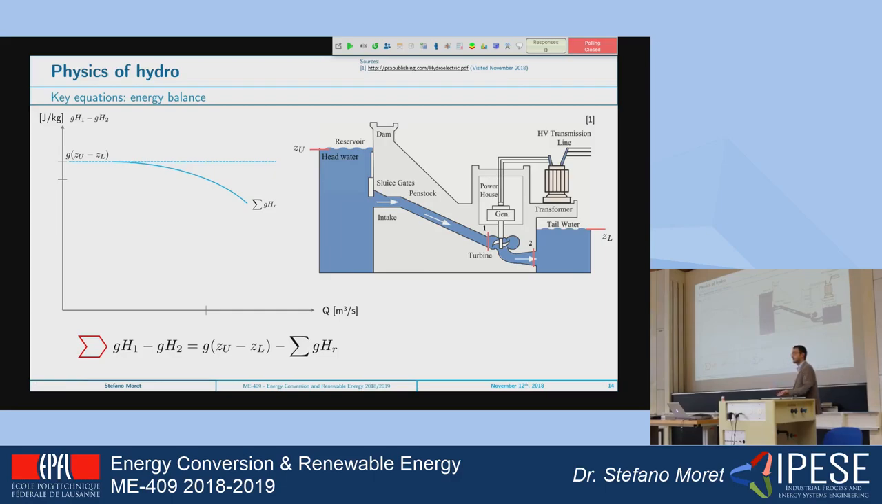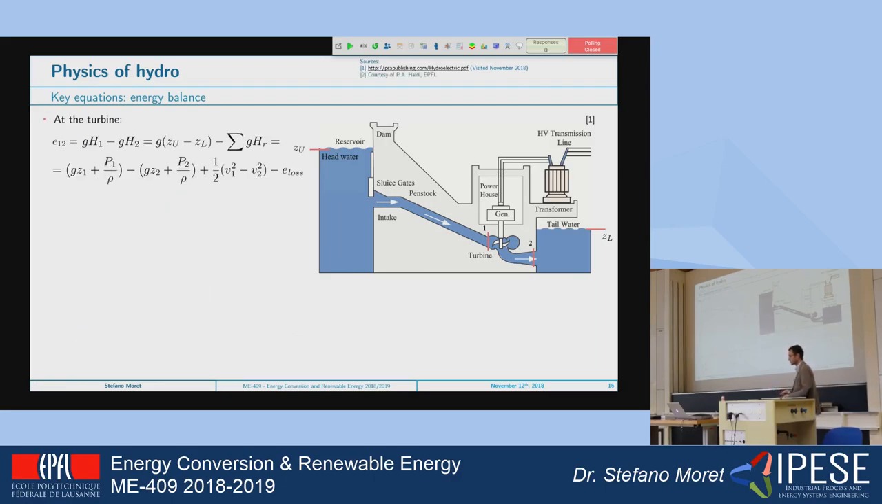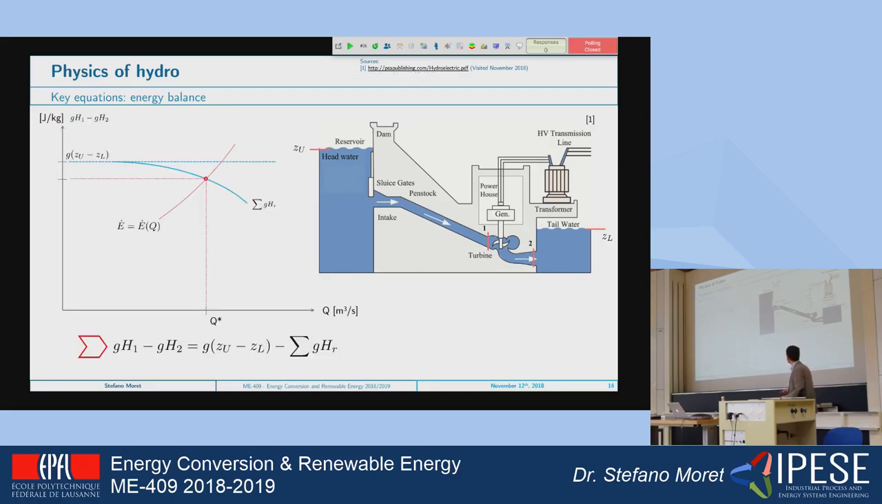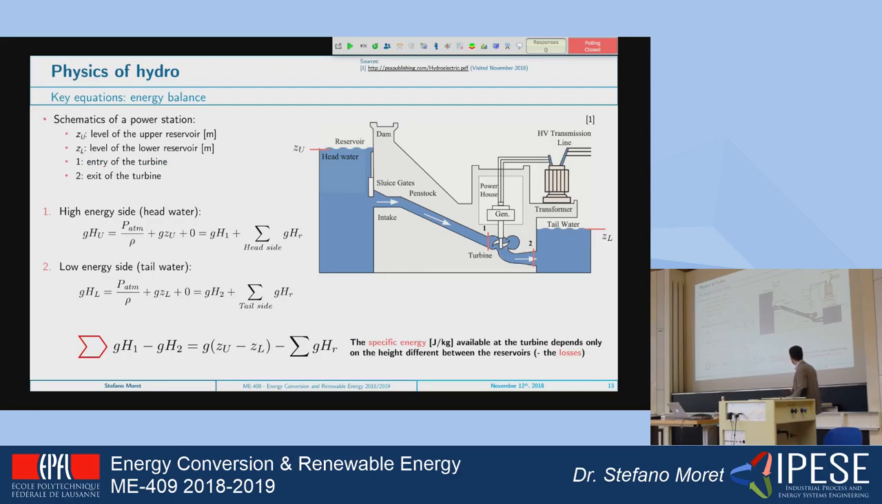And the key result is that for every power plant, the specific energy available at the turbine, minus the losses, of course, will depend only on the height difference between the upper and the lower reservoir. So very simple, you can derive it just by applying Bernoulli, and that is the energy that you see at the turbine. Questions up to now?